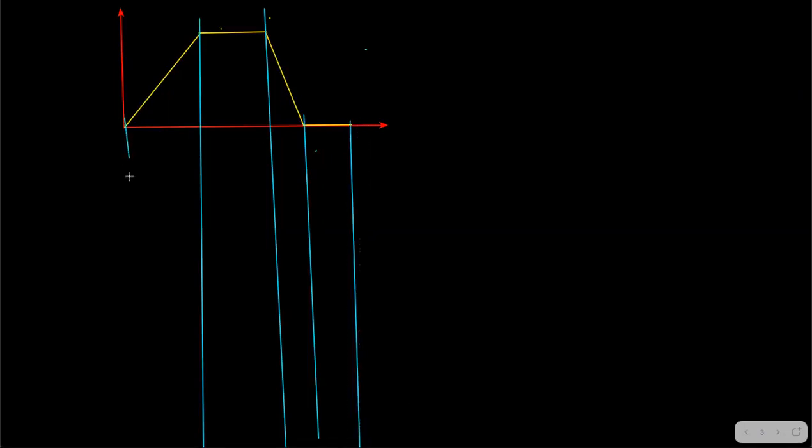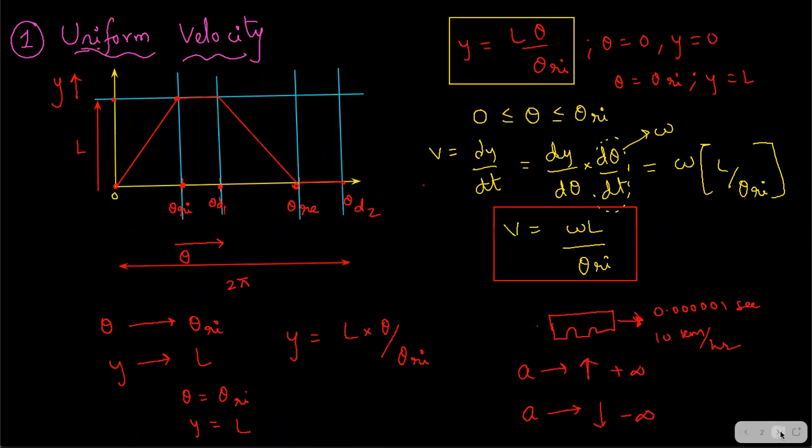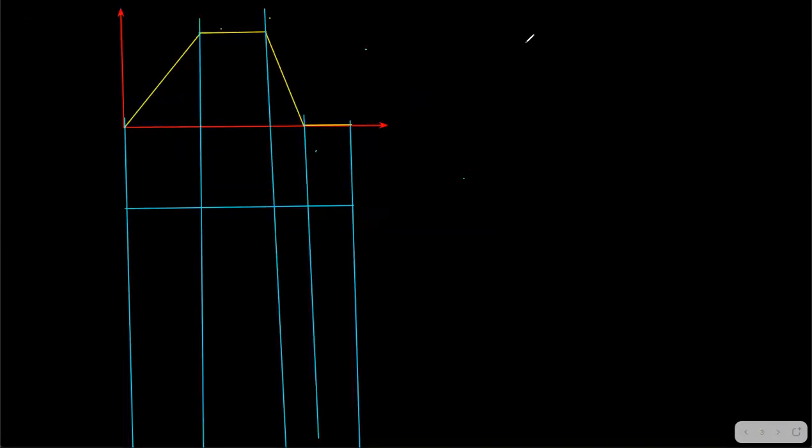Yeah, and we can even trace the point here. And now I'm going to draw the velocity diagrams. So this one is for velocity. So now what is the velocity? We had an equation: velocity is equal to omega L by theta RA, right? So write down that velocity is equal to omega L by theta RA.